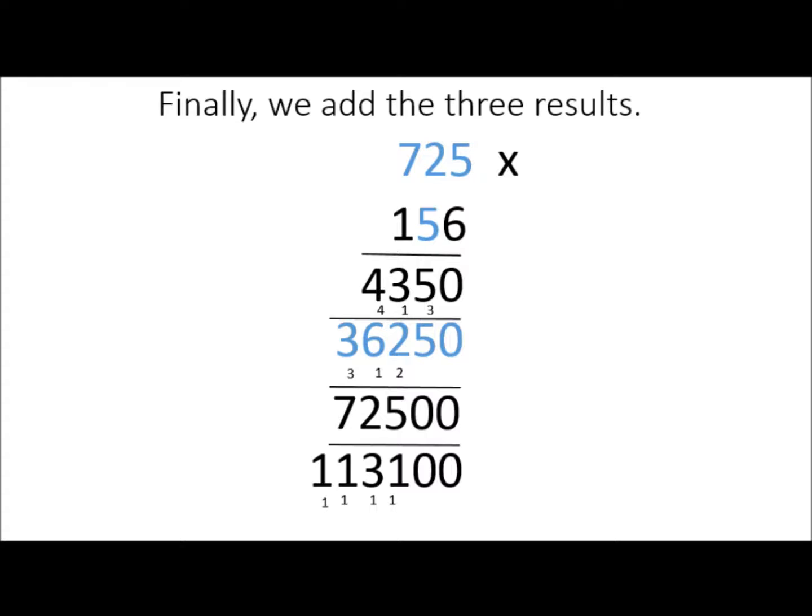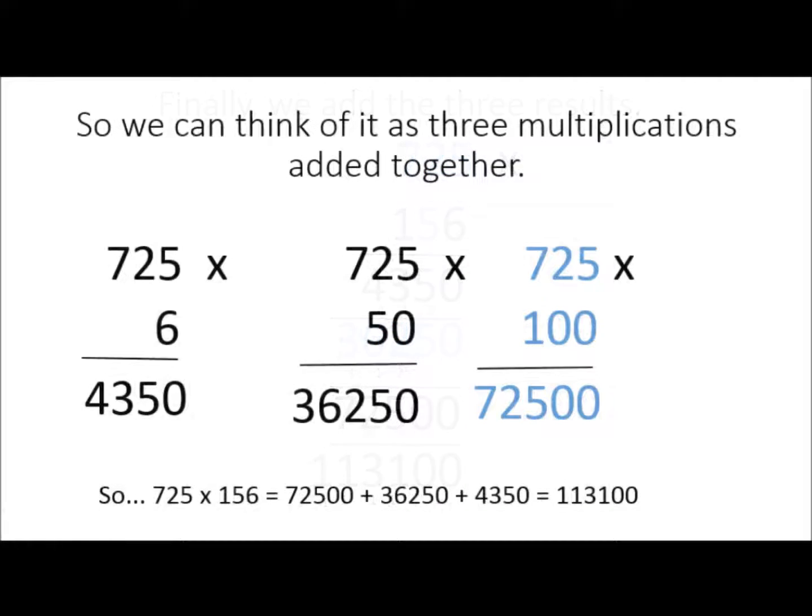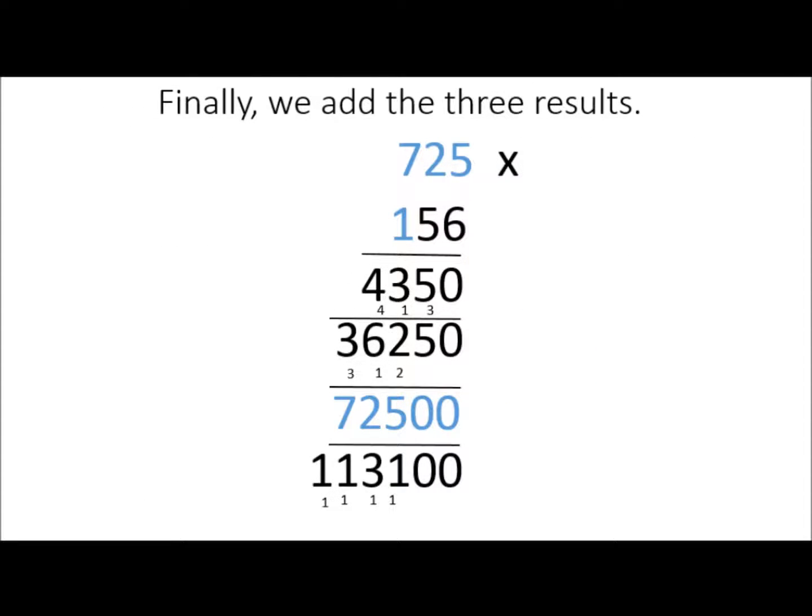And when we laid it out as long multiplication, we've done 725. Instead of being times 5, it's times 50, which is why we put the 0 in the units column. So again, we've got 725 times 50 is 36,250. And the last one was 725 times 100 is 72,500. Again, this is not 725 times 1. Because we put the 2 zeros in the units column, it's 725 times 100, which is 72,500.